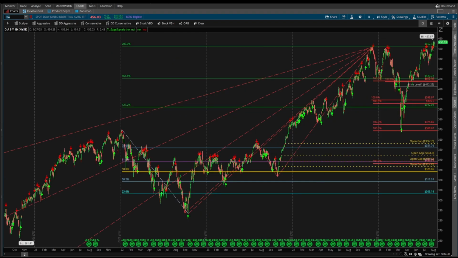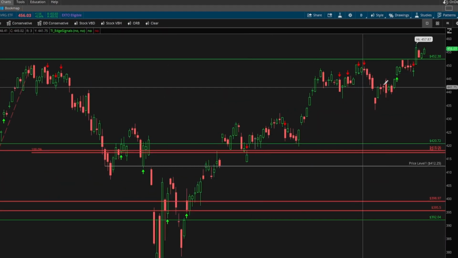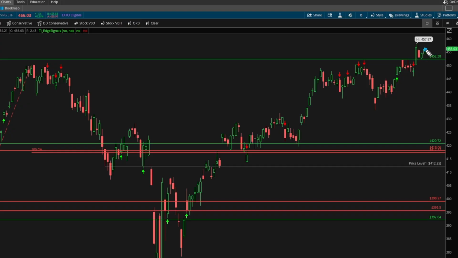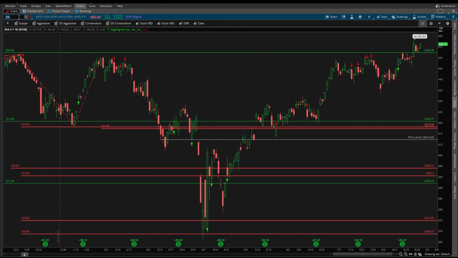If you come into DIA, inside of DIA, that same swing high to swing low, where in the S&P we had far exceeded it, we're just starting to cross that level inside of the Dow. Now note, as we're crossing this level, we're doing that on the back of 1, 2, 3, 4, and 5 different bearish edge signal arrows. So to me, between the S&P and the Dow, the S&P still feels like it has a little bit more room to the upside, whereas the Dow feels a little bit weaker.